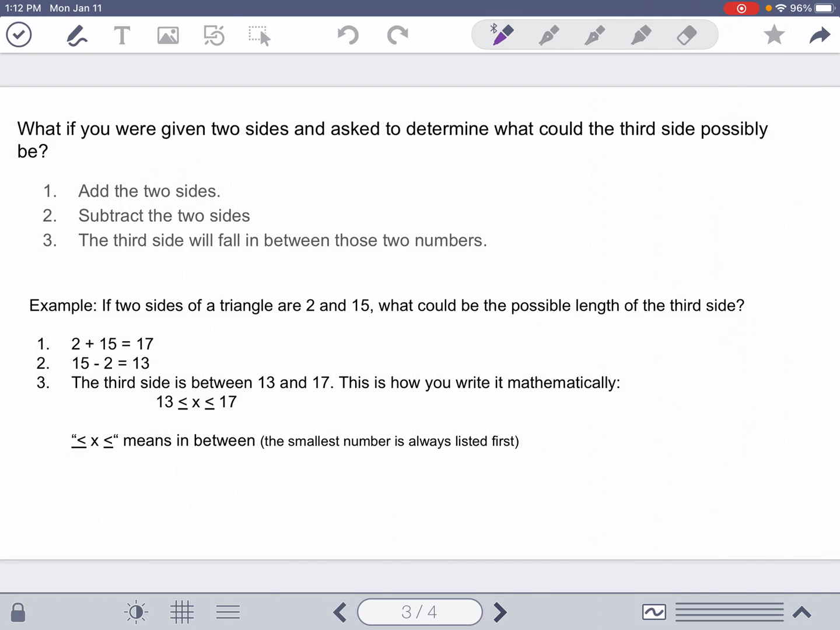Now, what if you were given 2 sides and asked to determine what the third side could possibly be? This is just as easy. Add the 2 sides. Subtract the 2 sides. This will give you a smaller number and a larger number. The third side will be in between those 2 numbers. And remember, we want to write in between those 2 numbers.